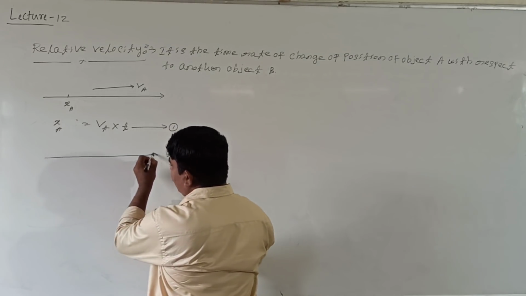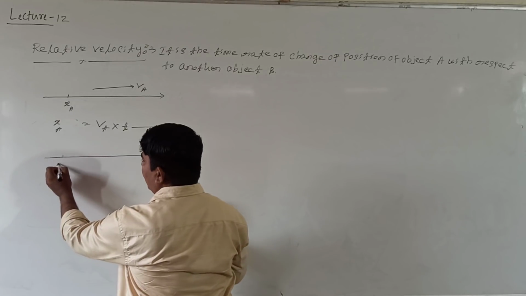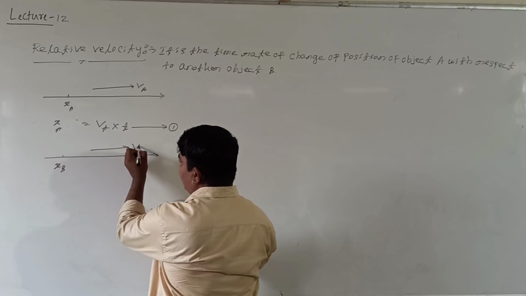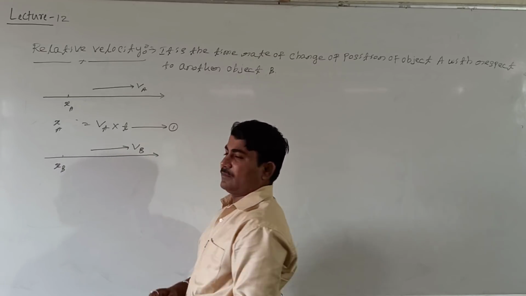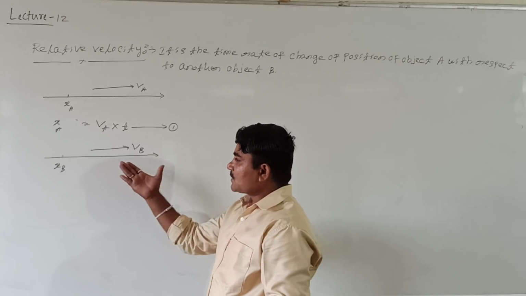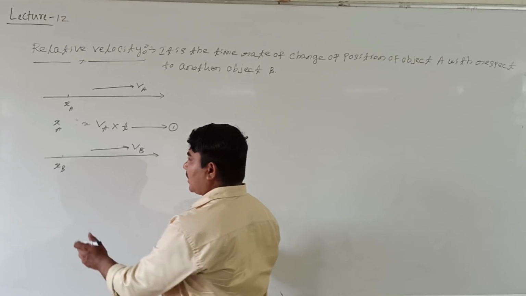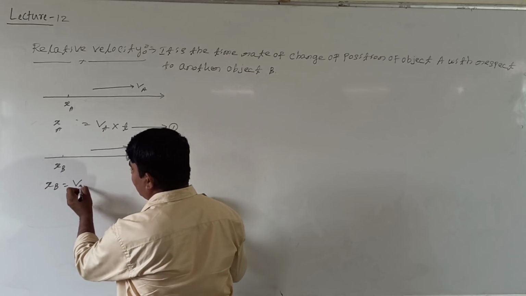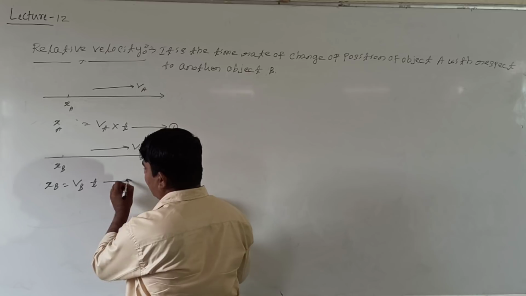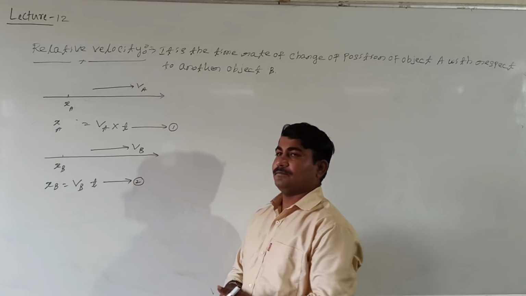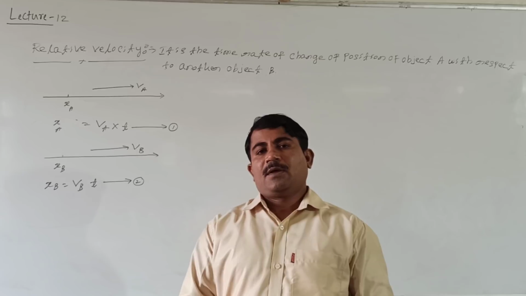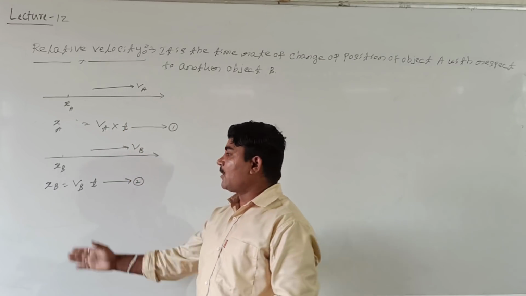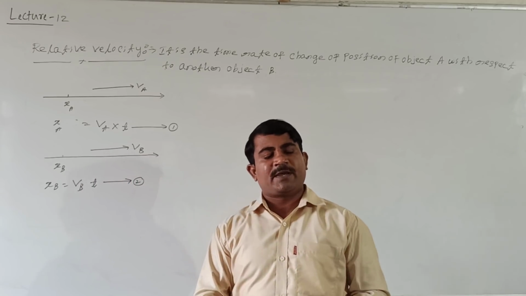Let us take one more situation. Consider the body B moving, with position B and velocity Vb. Then what is the distance traveled by the body in the time interval? Distance traveled by the body, xb, equals vb into t. Distance or displacement traveled by the body can be replaced by equation 2.